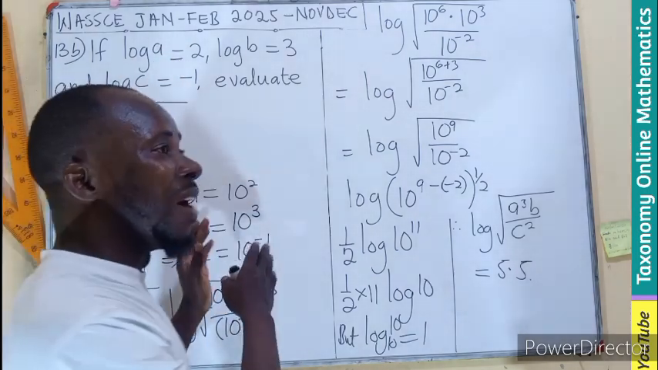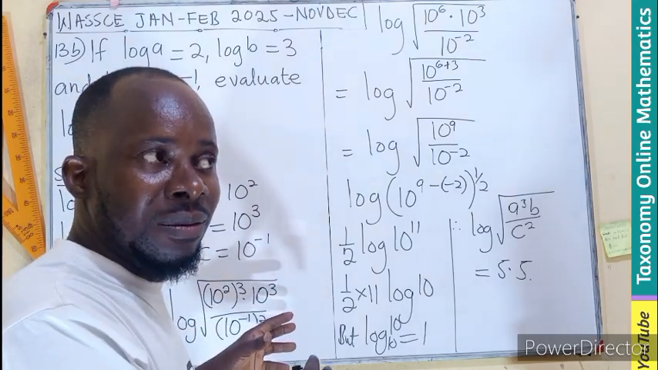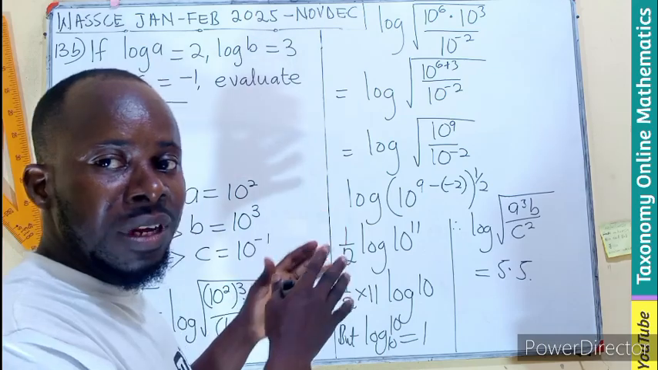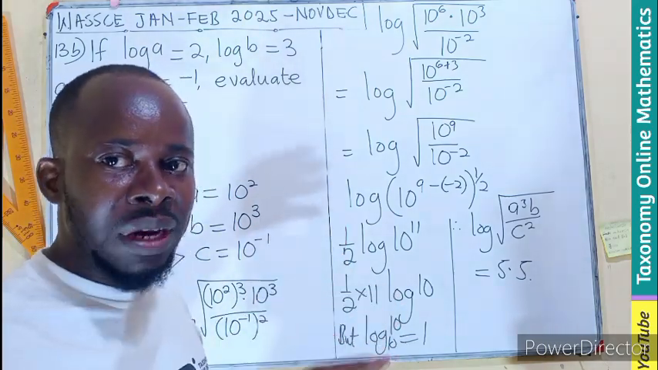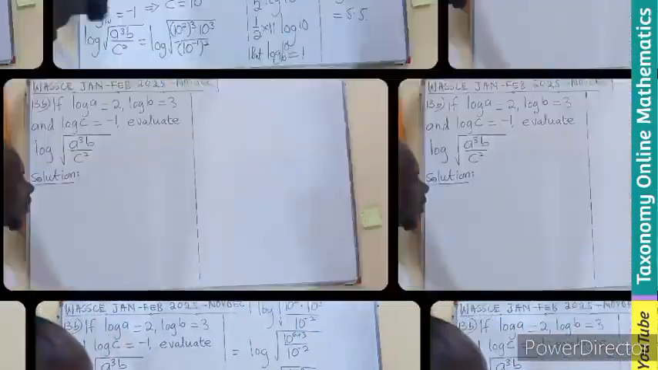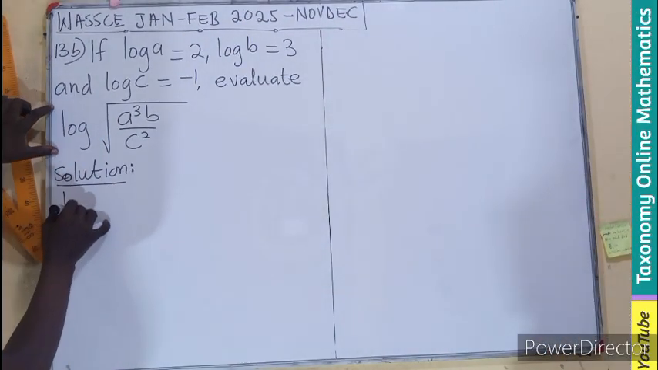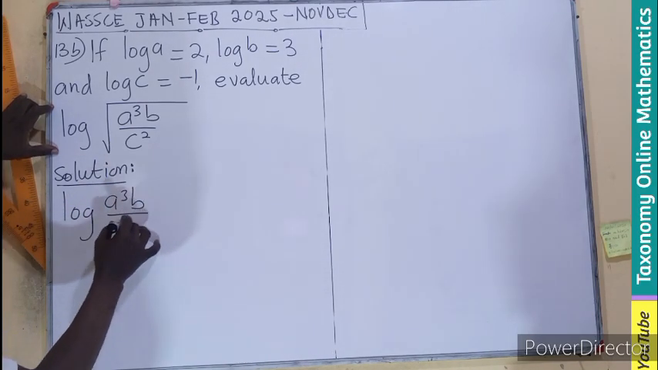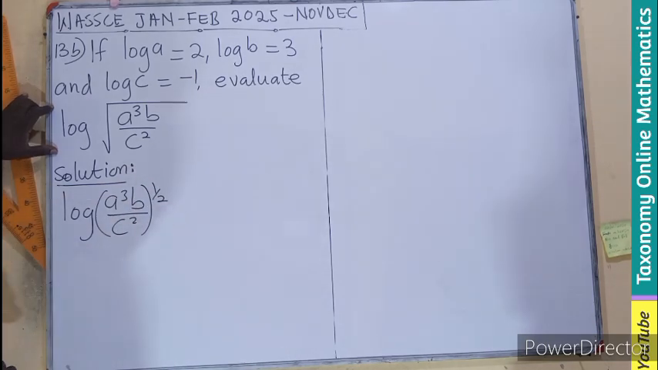Now, this is direct translation from logarithm into indices. We can also solve this as logarithm on its own, obeying the rules of logarithm. Let's see how that will look. Per the rules of logarithm, let's go straightforward. Log of a to the power 3b over c squared. Let's take this to the power of half. Remember that? Then what do we do next?